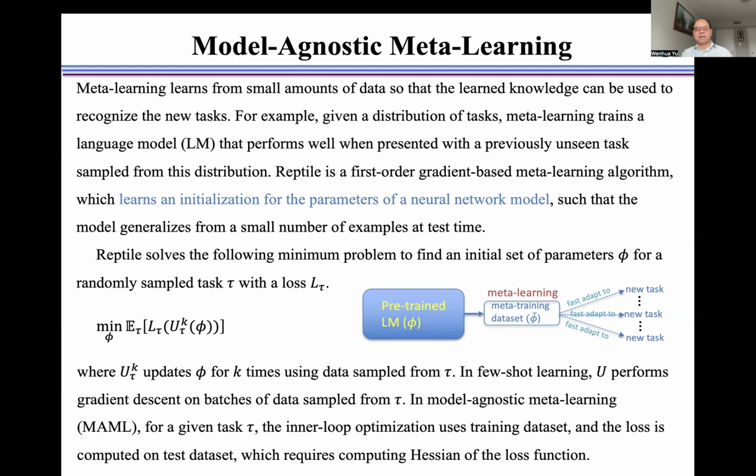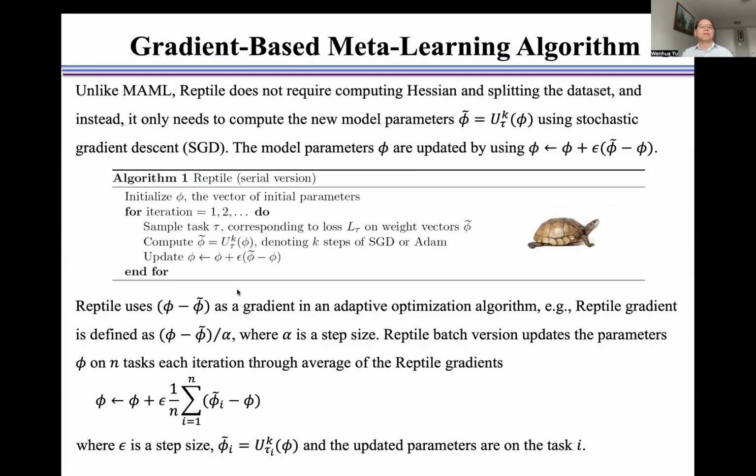In model agnostic meta learning, for a given task tau, the inner loop optimization uses the training dataset, and the loss is computed on the test dataset, which requires computing the Hessian of the loss function. Unlike MAML, Reptile doesn't require computing the Hessian and splitting the dataset. Instead, it only needs to compute the new model parameters phi tilde using stochastic gradient descent. The model parameters phi are updated by using this equation.